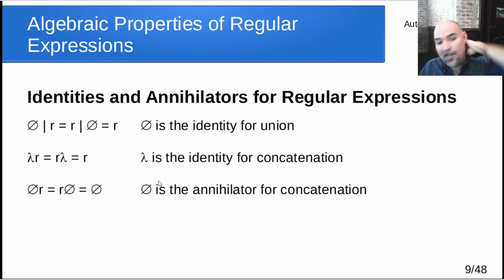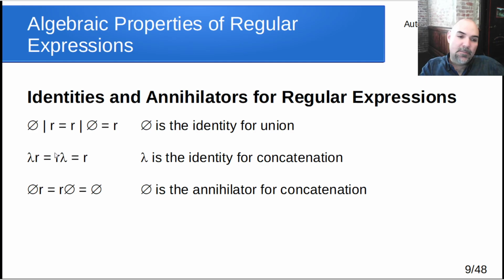Now, let's look at annihilators and identities for regular expressions. Empty set union with R, no matter what order we do it in, because we can switch these, we already had a commutative property, is always going to just be R. So in other words, empty set is the identity for union. And that makes sense. If you take all of what's in language R, and then add nothing to it, what do we get? Well, we still have R. We haven't added anything to it. It will always be the same no matter how many times we add no elements to it.